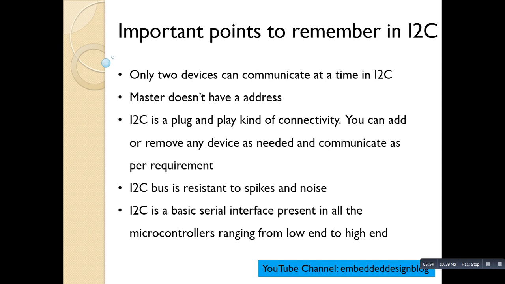And then one of the important features in I2C is that it is resistant to spikes and noise. We have seen in the previous video that there's a spike filter that is inbuilt, which can suppress 50 nanosecond spikes that can occur. So this is one of the important features of the I2C bus.